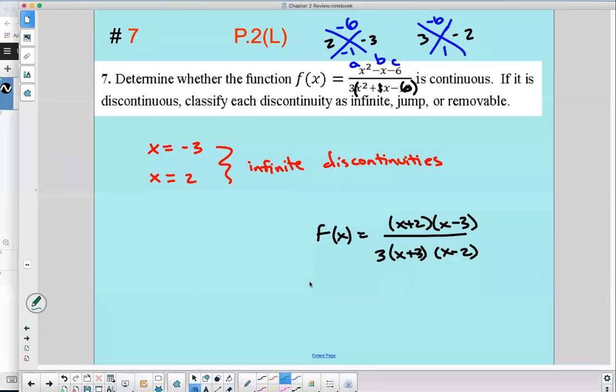Okay, so discontinuity means it breaks. Continuous means there's no breaks. It's one piece all the way across. Questions on number 7?